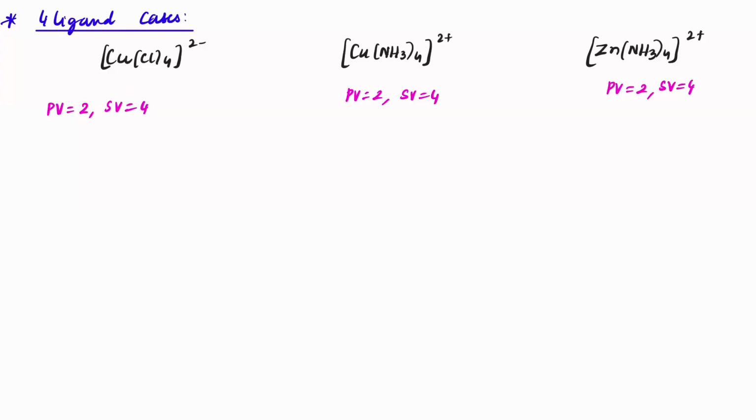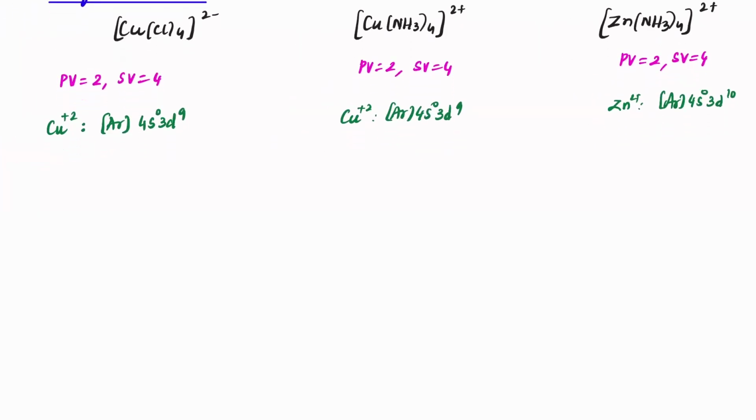What shall happen here? See, primary valency is 2, which means it is copper plus 2. Copper plus 2 oxidation state goes like this: argon 4s0 and 3d9. That is the configuration. Here also, copper 2 plus will have argon 4s0 and 3d9, while zinc 2 plus has configuration argon 4s0 and 3d10. This is the configuration.